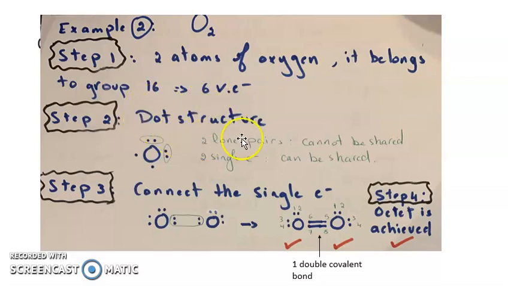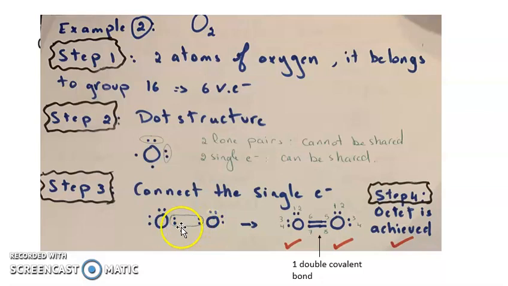The dot structure of oxygen, you just draw it. You have 6 valence electrons, 1, 2, 3, 4, 5, 6. Here you have 2 lone pairs. These do not bond. You have 2 single electrons. Now, these 2 single electrons can be shared. You draw 2 oxygens because you have 2 of them, with the single electrons, 1, 2, facing each other here.